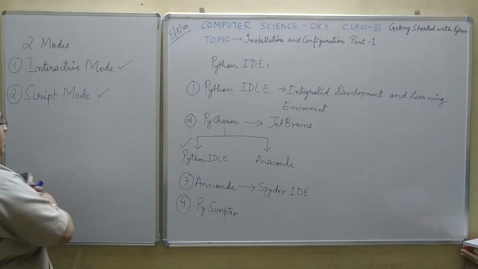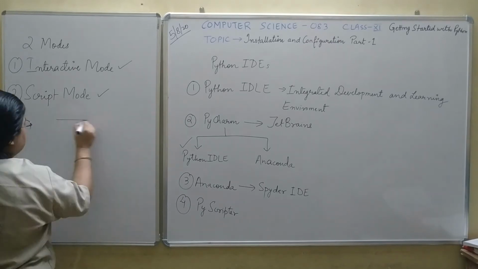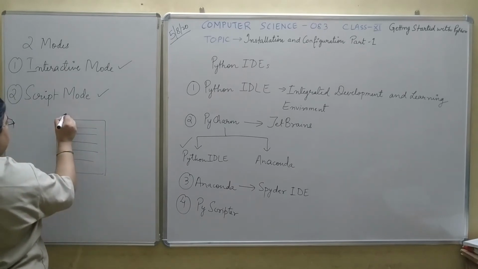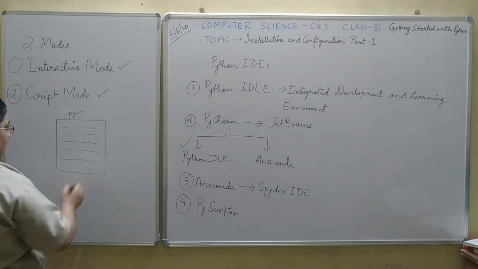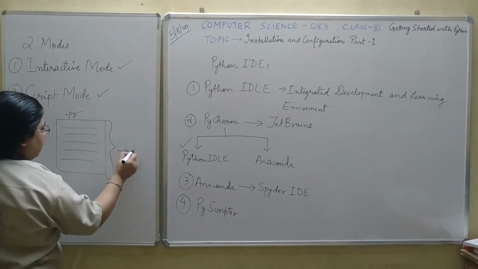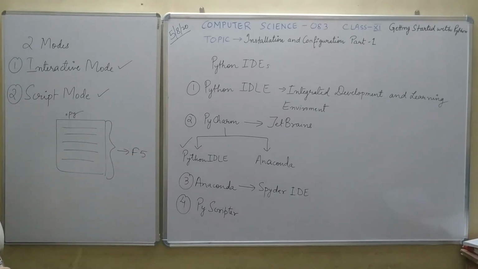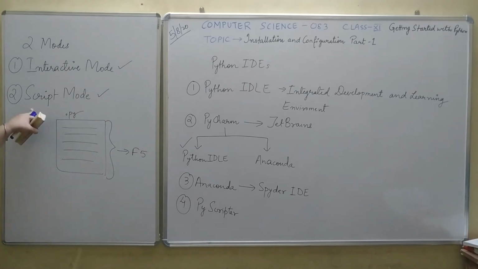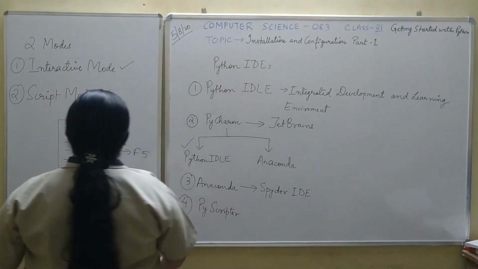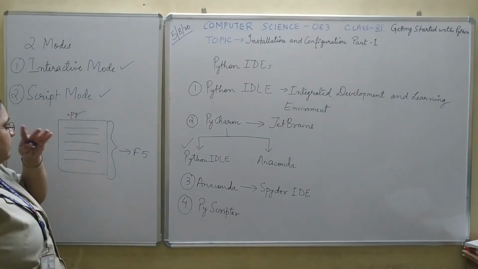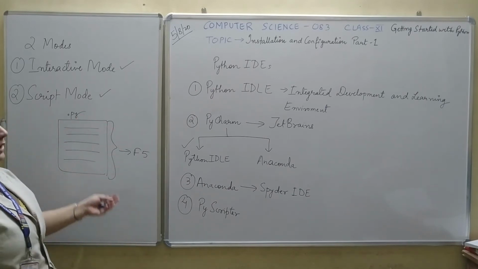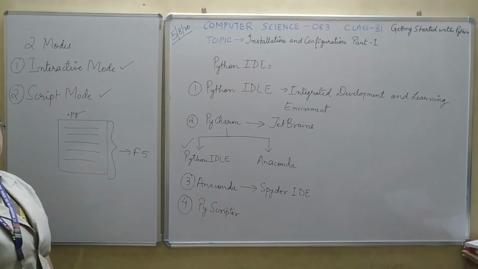Whereas in script mode, you have to save all the commands together in a script, save it with a .py extension, and then to run all those commands you have to press F5. Then only all those commands will be executed. The advantage is that everything could be saved when you are working in script mode, whereas in interactive mode you give one command at a time and that command is executed. So if you are running two or more commands together, you won't be able to save anything in interactive mode.